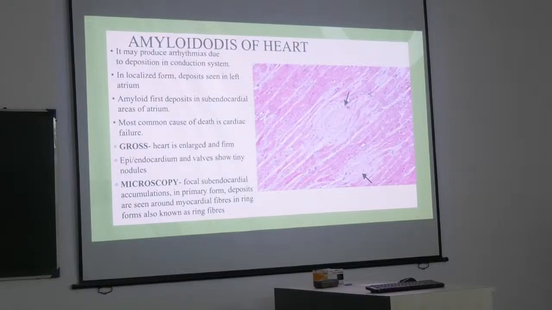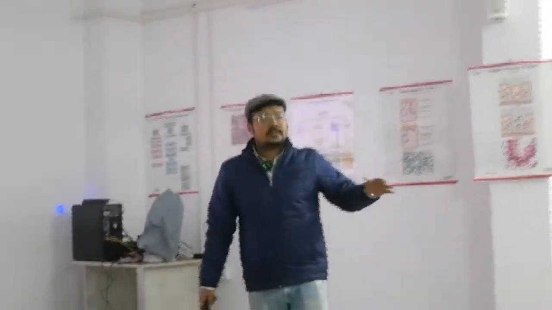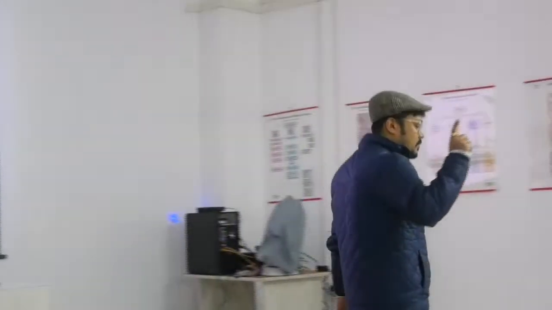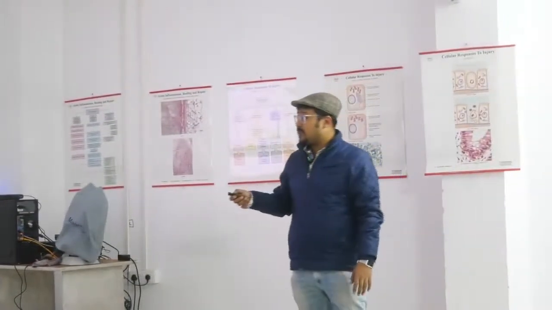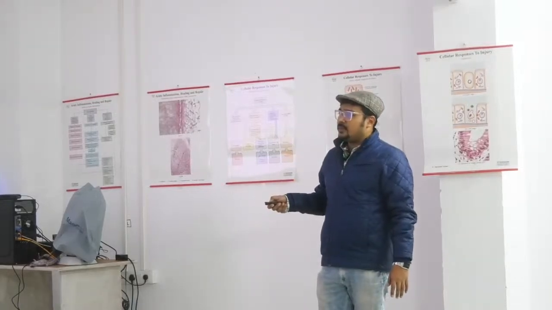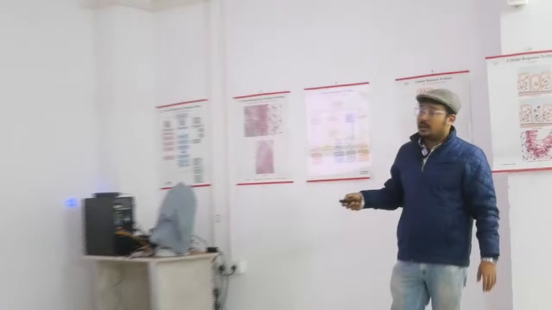So subendocardium is the first place where the amyloid starts to accumulate, but with the progress of time, amyloid deposition increases from endocardium, subendocardium to myocardium and outward to epicardium. So the first place of deposition is subendocardium. Cardiac failure, cardiac arrhythmia, gross heart is enlarged and firm. So every organ that is affected by amyloidosis is enlarged. This is the one point you should not forget, or it is impossible to forget.